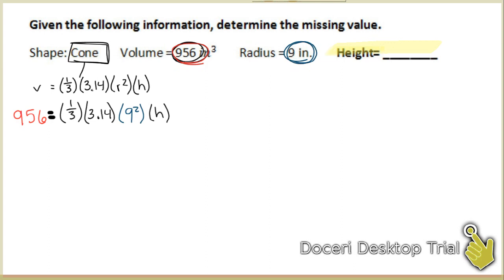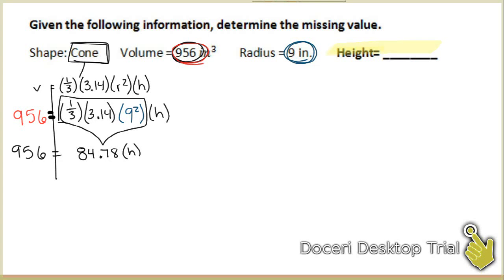We did a problem like this in class, and if you remember on that problem, we started by combining all of this information. These are all normal, regular constants, or numbers, so we can go ahead and combine those. So if I take 1/3 times pi times 9 squared, what I end up with is 84.7800. Now remember, I still have h on this side that I have not done anything with. I also still have 956 on my left side that we haven't done anything with.